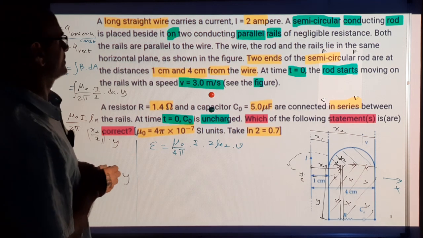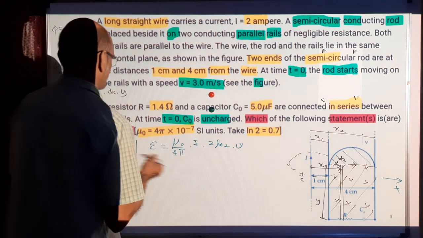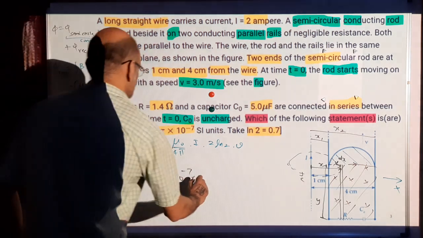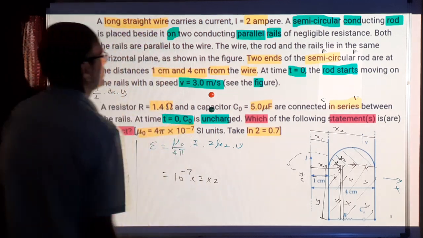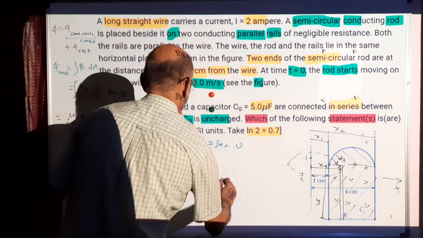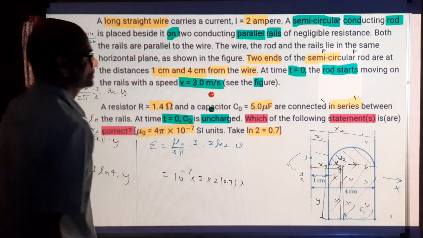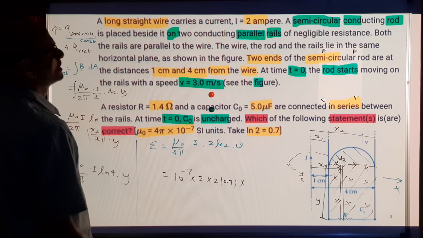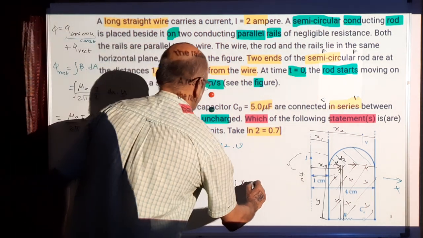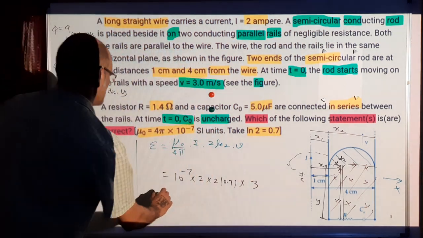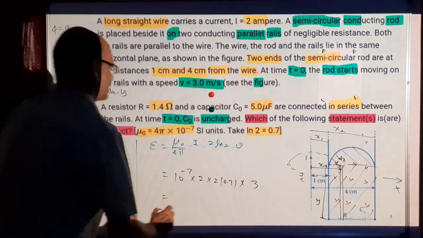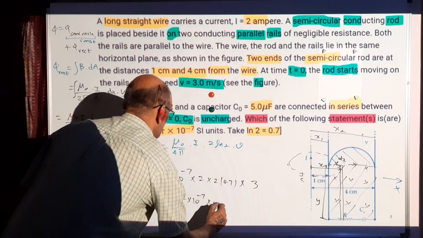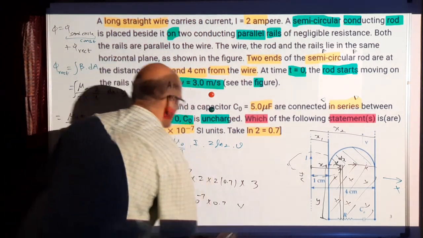So all these values are given, and you can find the value of the EMF. Mu naught by 4 pi is 10 to the minus 7 in SI units. Current is 2 amps, into 2 ln 2, which is given as 0.7, into the velocity of the semicircular rod, which is 3 meters per second. So this will give me 12 into 10 raised to minus 7 into 0.7 SI units, volts.